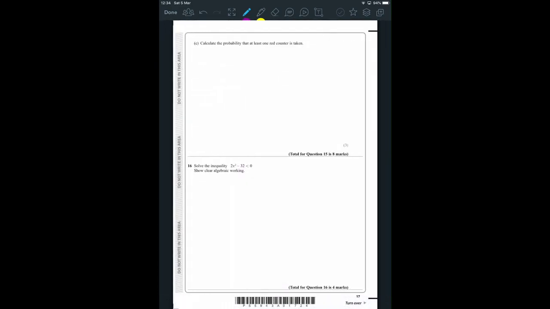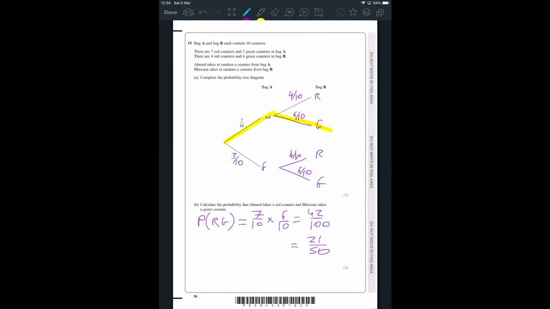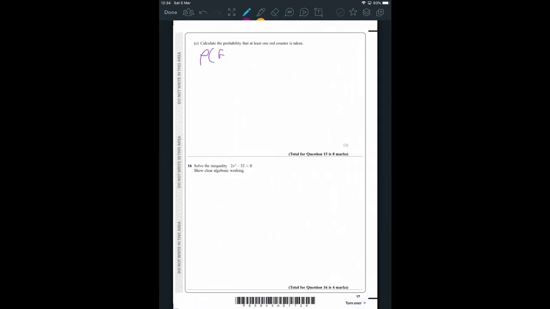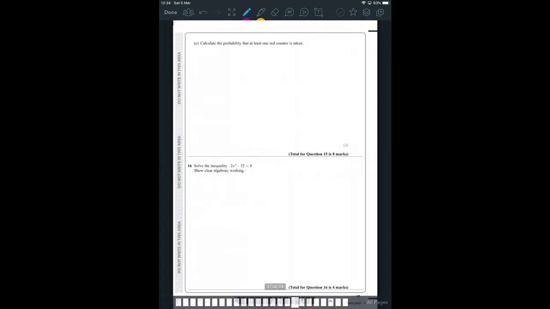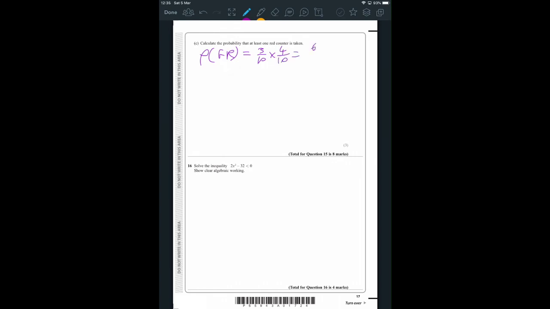There is a part C. Work out the probability at least one red is taken. So to get at least one red, we either do what we've just done and grab a red then a green, or we can take a green and then a red. So we also need to count the probability of green then red. Probability of green then red is the 3/10 times 4/10, which is 12 over 100, or 6 over 50.